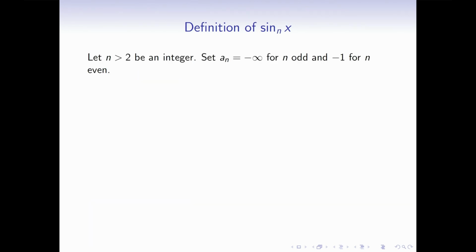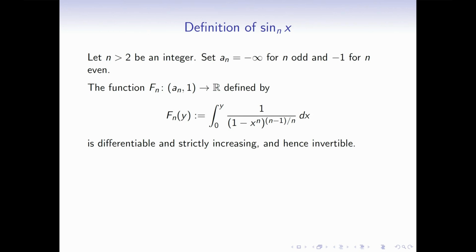So what is the definition of sine sub n of t? We want to generalize this. For n greater than or equal to 2, we're going to set up this notation: a_n is going to be minus infinity for odd values, because, as I said, for odd values these are unbounded curves, and minus 1 for even values. Then I'm going to just mimic what I did earlier. When n is 2, you get arc sine. So I'm going to define this function f sub n, going from a_n to 1 to the real line, which is going to be that integral. Again, it's differentiable, increasing, and therefore it's invertible.